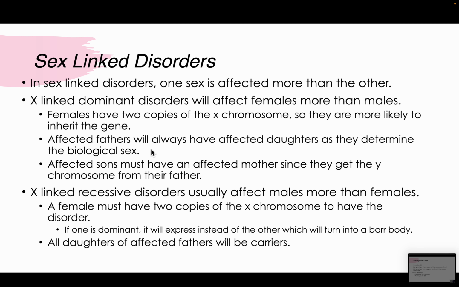If you have an affected father, if a dad has it, then his daughters will all have it, because remember, the father is the one that determines biological sex. He can give either an X chromosome or a Y chromosome. If he gives me an X chromosome, I'm a biological female, but if he has the disorder, that means I have to get the defective copy. If a son has the disorder, that means he has to have an affected mother, since they get the Y chromosome from dad.